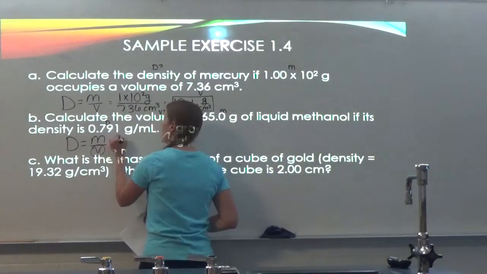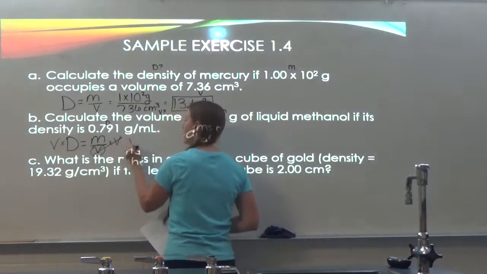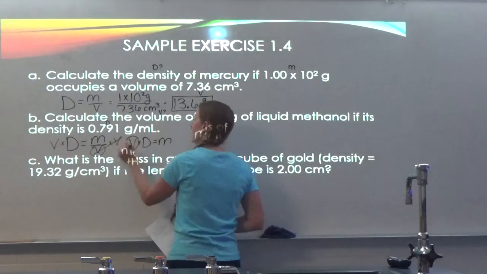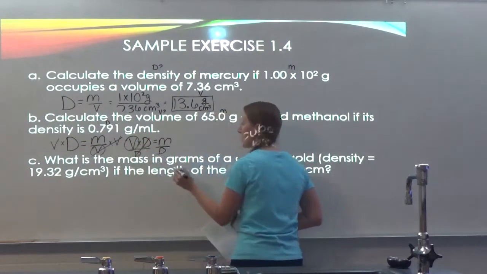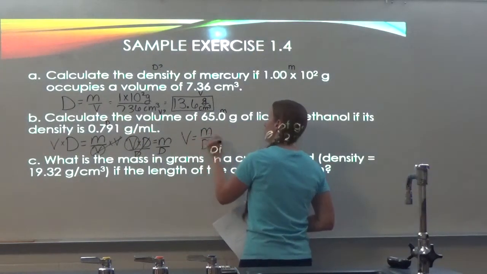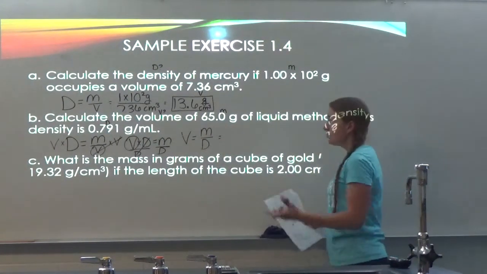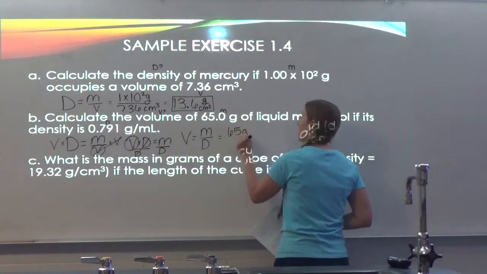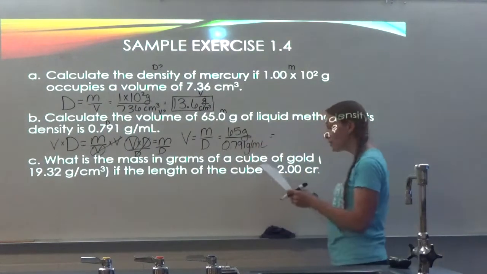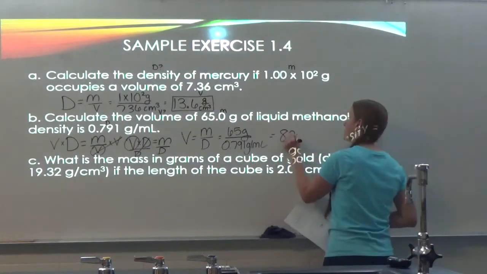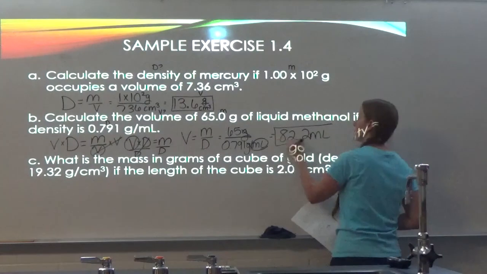So what I'm going to do first is multiply both sides by volume to see how it'll cancel, just so I can get it into the numerator. So see, now volume is in the numerator. So then to move density, I can divide it to the other side. So volume is mass over density. Many of you have trouble solving for something in the denominator. So once I have that, I just plug in 65 grams divided by my density, which is 0.791 grams per milliliter. So I do my dividing. I get 82.2. And then if you look, my grams cancel and I'm left with milliliters as my answer.